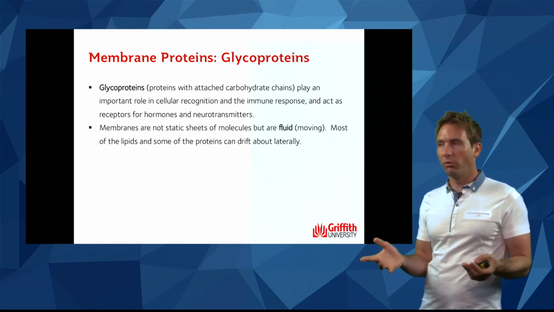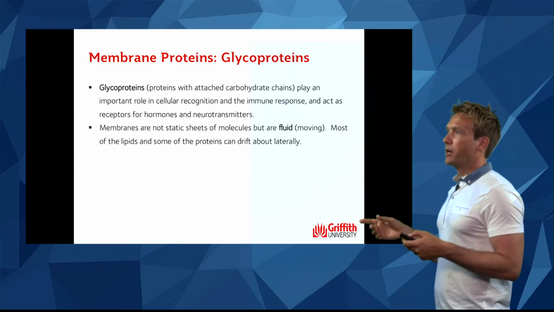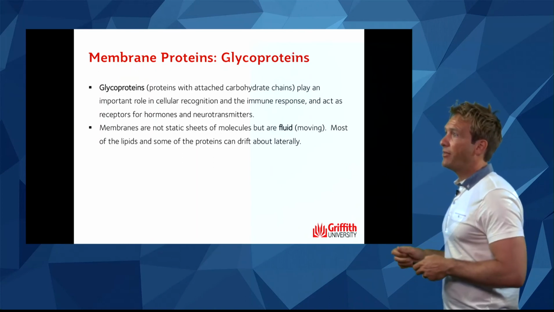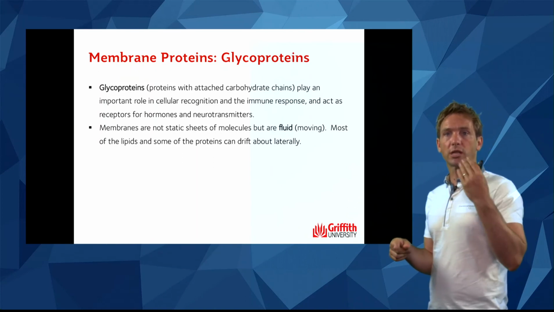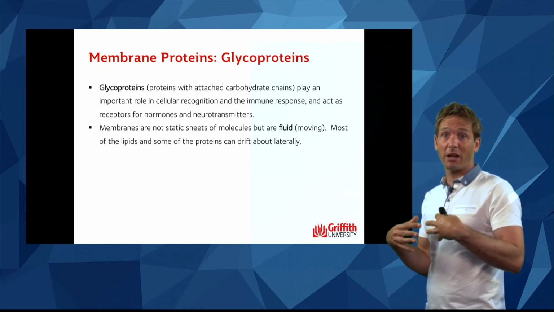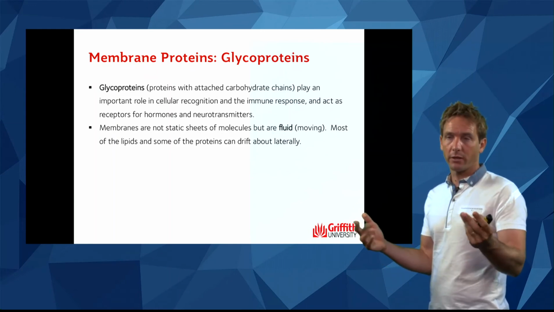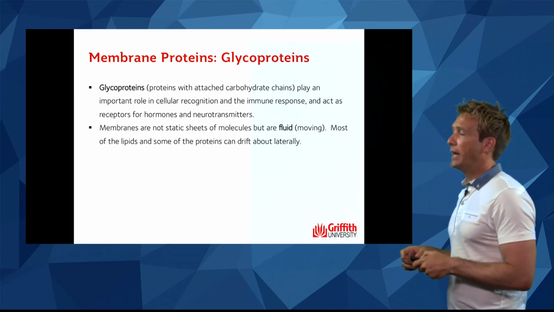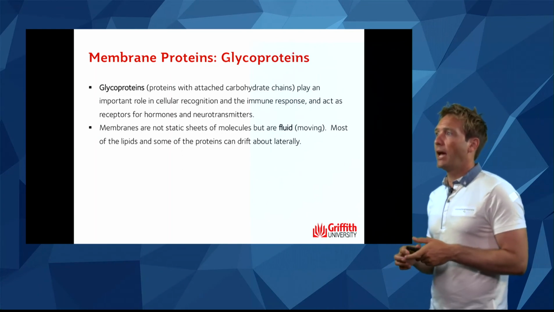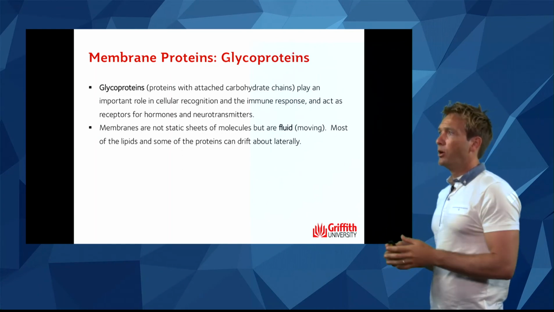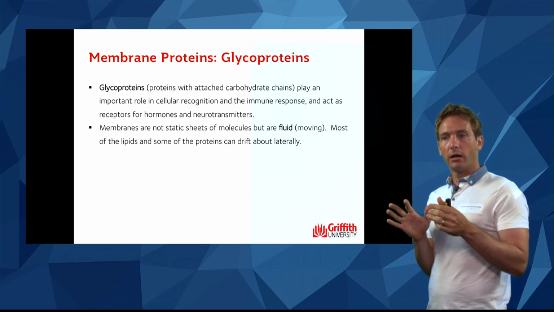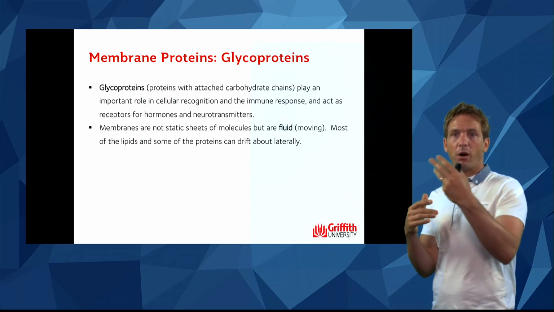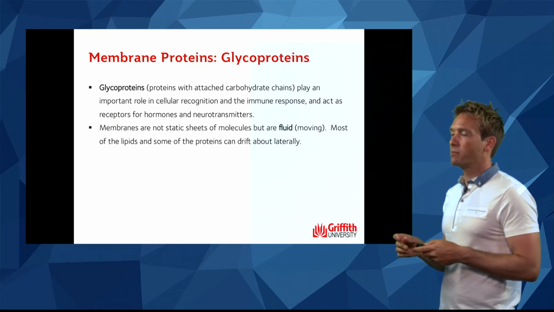We talked about it quite well before, but I'll just quickly repeat it. Glycoproteins have an attached carbohydrate chain. That's a kind of tree-like thing on the outside, and they play an important role in recognition. So your cell's ability to recognize other cells that are part of it, or cells that are not part of it. And that has to do with your immunity, your ability to defend yourself. And they act as receptors for hormones and neurotransmitters. So they can react to hormones that hit the cell membrane that might be communicating things, or neurotransmitters for neurons.